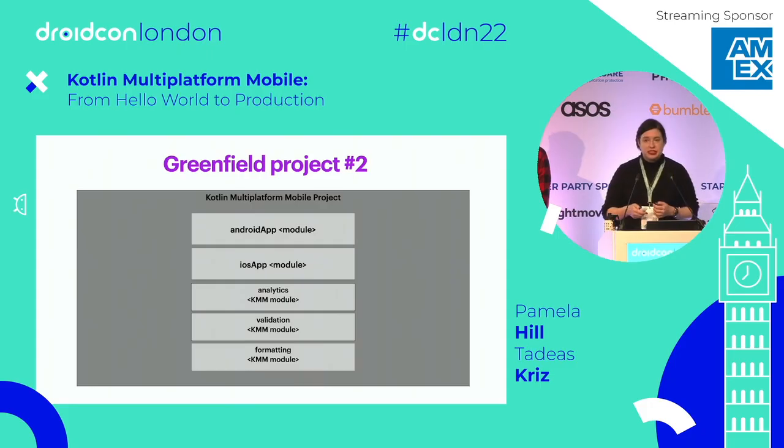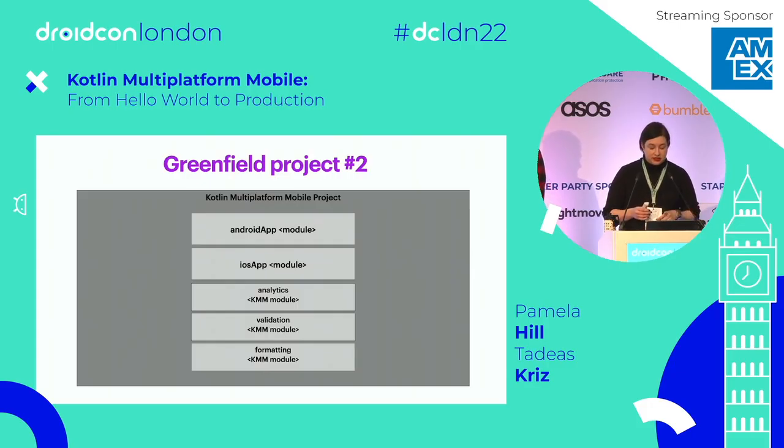So if you've got a rough idea of what feature modules you'd like, you can also consider creating just a normal Kotlin Multiplatform mobile project with feature modules when you start out with your greenfield scenario. So here, for example, we have feature modules for analytics, validation, and formatting. So in this case, you make the iOS app a Gradle module that will transitively depend on the feature modules, the analytics, validation, and formatting, and possibly export them.